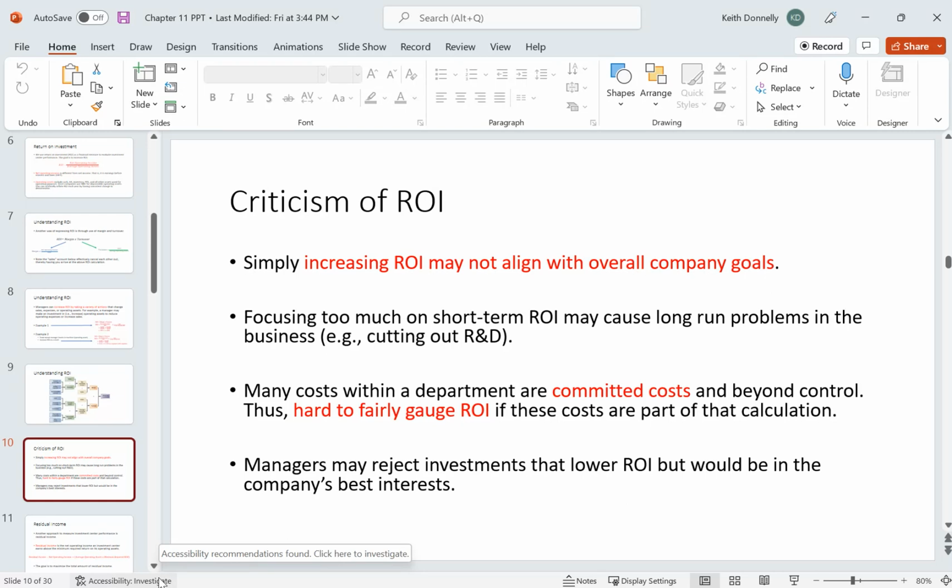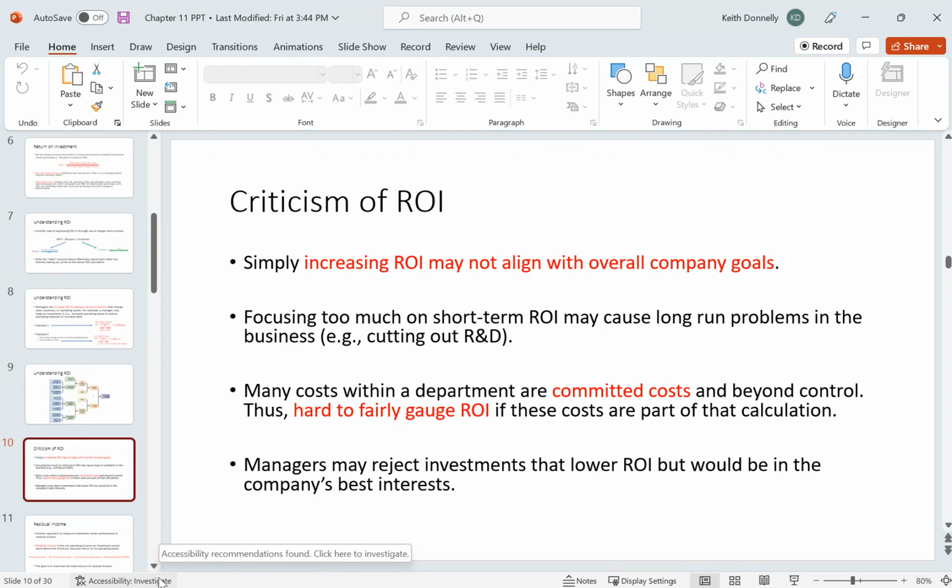Finally here, another criticism of ROI is that managers may reject investments that lower ROI but would be in the best interest of the company. And that kind of goes to the first point there. So again, what's going on here?